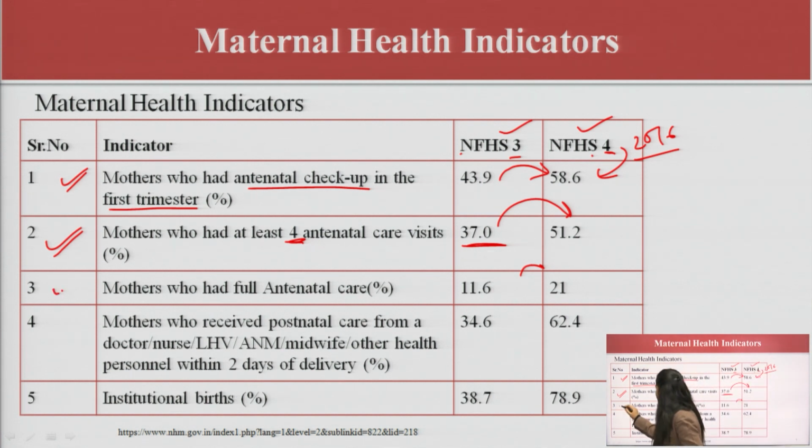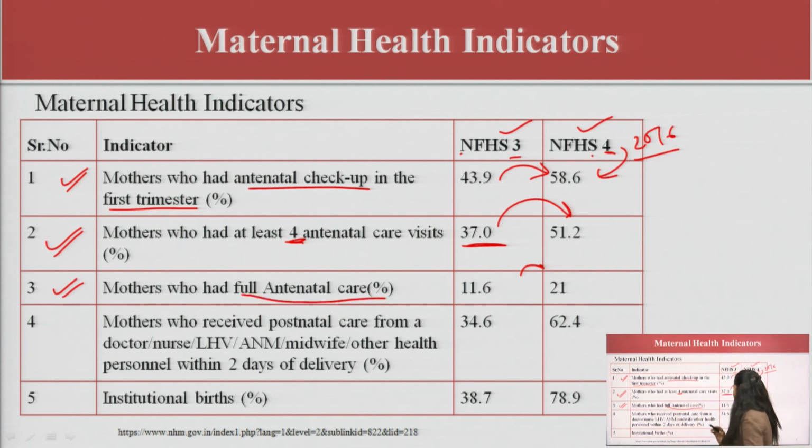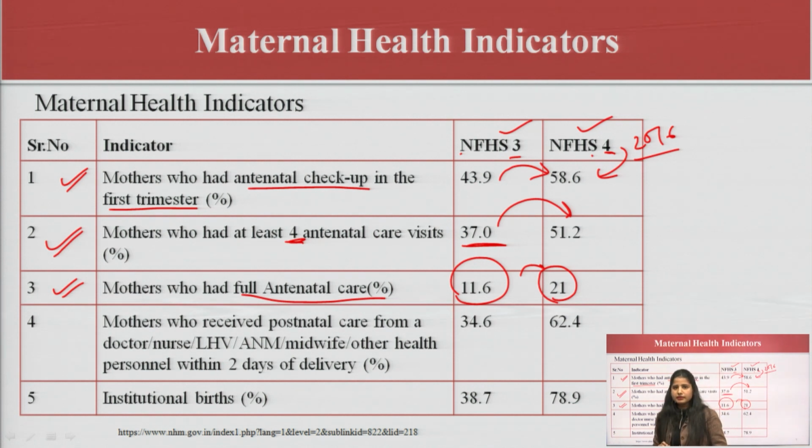Another indicator we are seeing is mothers who had full antenatal care. Full antenatal care includes many things: the visits as well as all of the tests or therapies they get during this particular period. If we see the percentage, we have also improved in this third indicator, from 11.6 to 21%.